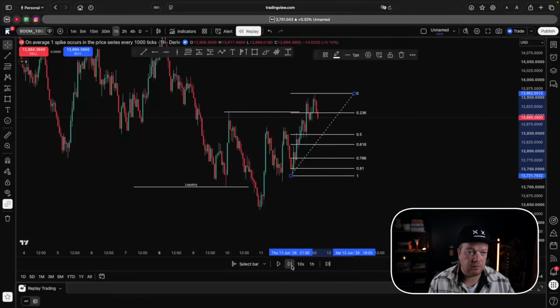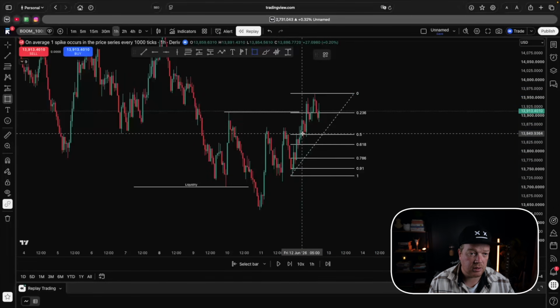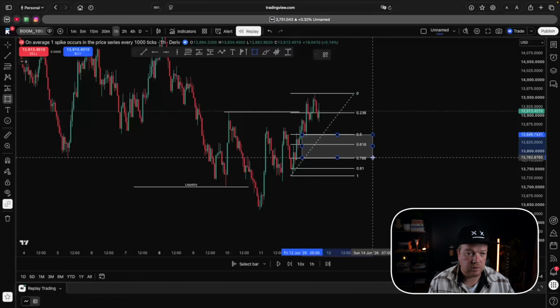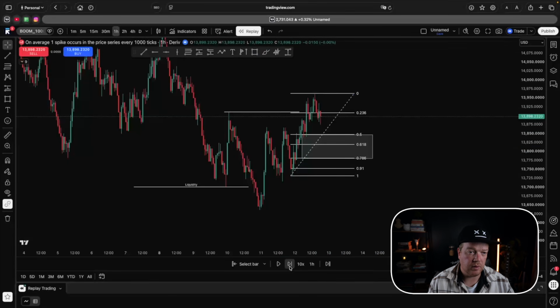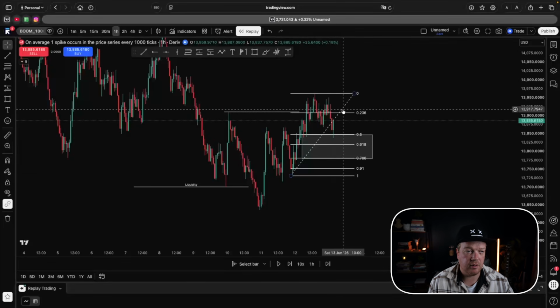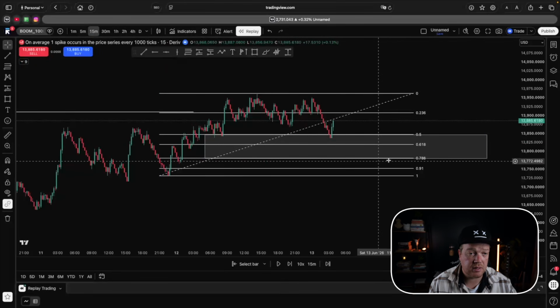Now we go down. So let's just mark this out actually. This zone right over here. Let's wait and see if price taps it in. Nothing yet. Nothing yet. There we go. Okay, price tapped in right there. So let's jump to the 15 minute. Let's see if we see something there.